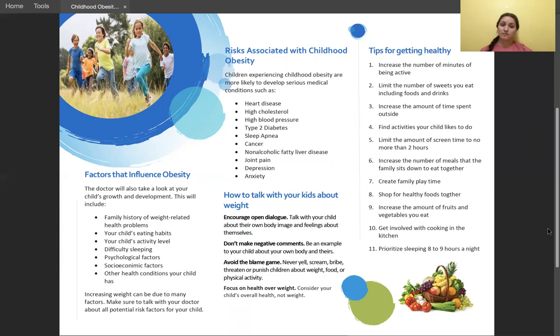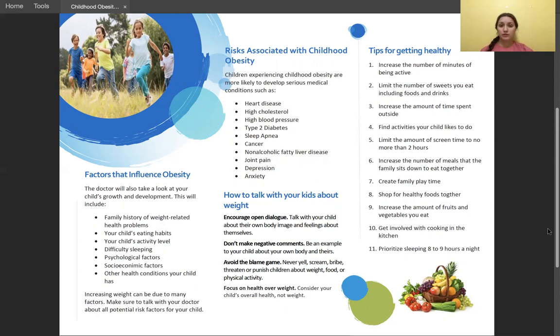Some risks associated with children who do have obesity are heart disease, high cholesterol, high blood pressure, type 2 diabetes, sleep apnea, cancer, non-alcoholic fatty liver disease, joint pain, depression, and anxiety. So children with childhood obesity are more likely to develop these serious conditions early on in life and even later in life.